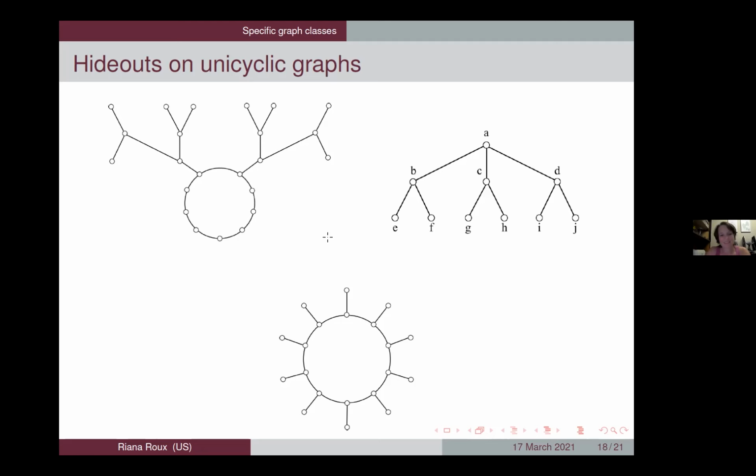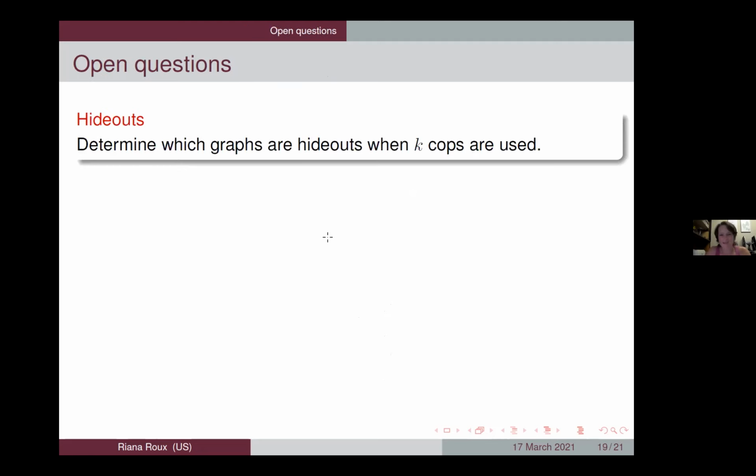I want to end with some open questions. So in this talk, we looked mainly at hideouts where we have only one cop. So we know where a robber can hide if there's a single cop. But what happens if we increase the cops? Can we find hideouts for more cops? It would be really interesting to see how that would look.